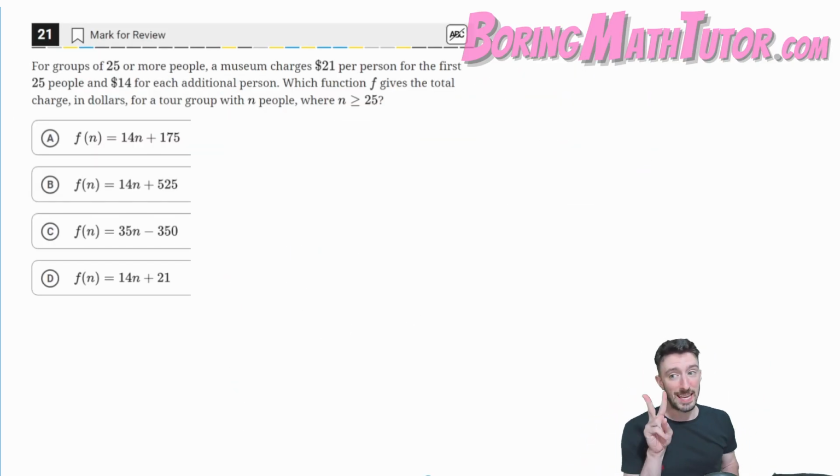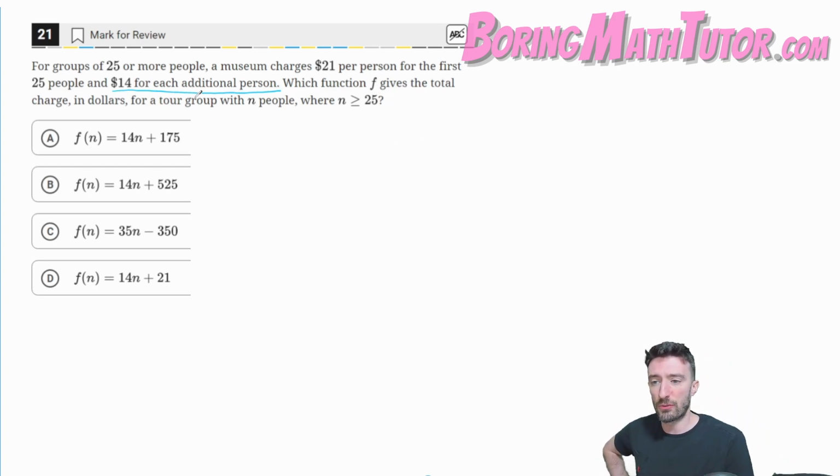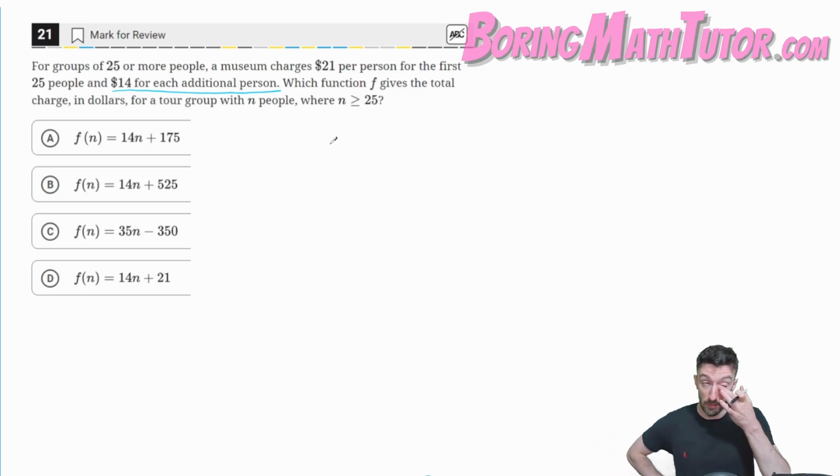All right, second last question here. For groups of 25 or more people, a museum charges $21 per person for the first 25 people, but then they charge $14 for each additional person. Well, which function gives the total charge in dollars for a tour group with n people where n is greater than or equal to 25?